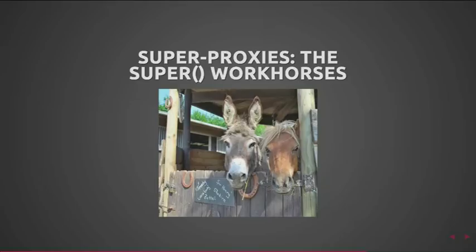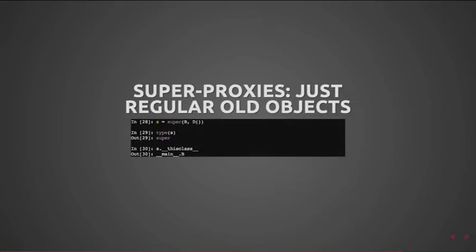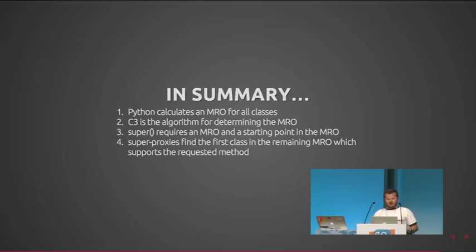Sir Henry, which I thought was a cool name for a donkey, so I put it up there. They're the workhorses of super. Super proxies are, like I said, just regular objects. You can take a reference to it, you can interrogate its type, and you can see that it has a little dunder thing in it called this class, which is the class type you passed as the first argument. So you can examine super a little bit and get a better sense of how it's put together and what it's doing.